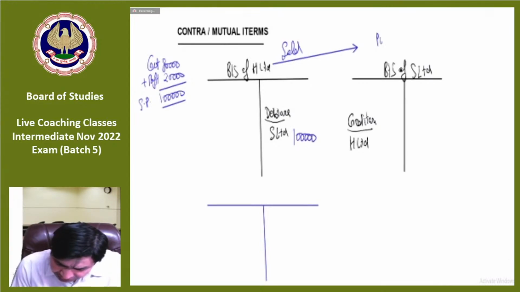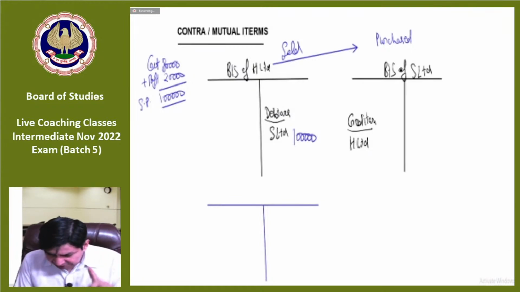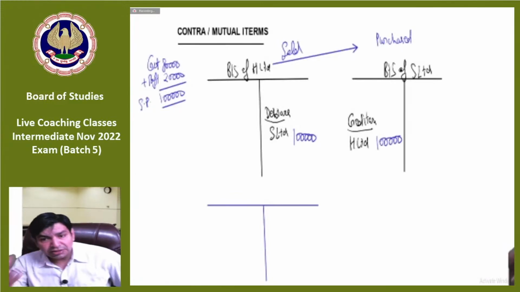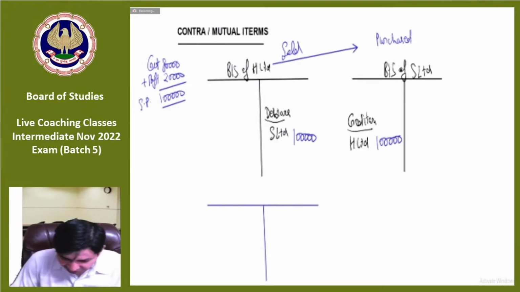Correspondingly, in the books of the subsidiary company there was a purchase. So in the books of S Limited there was a credit purchase, and there was a creditor named H Limited. The same amount was represented in that book. Now, in the case of the holding company, there is a consolidated balance sheet.